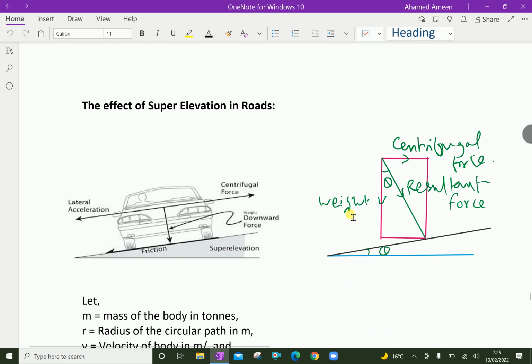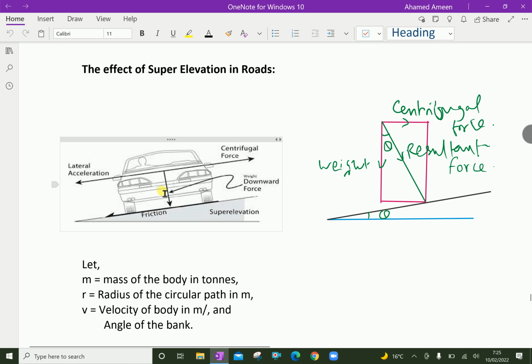I will discuss the effect of super elevation in roads. Look at this. The car runs on a roundabout, that is a curved path. Some forces act on it: centrifugal force due to the curved path, and its own weight downward.